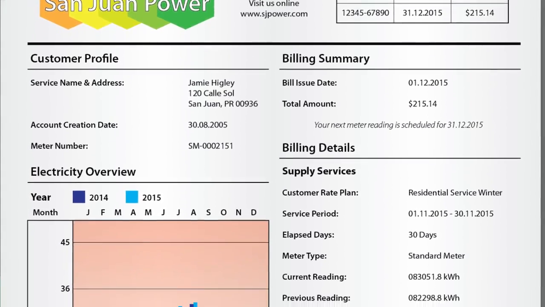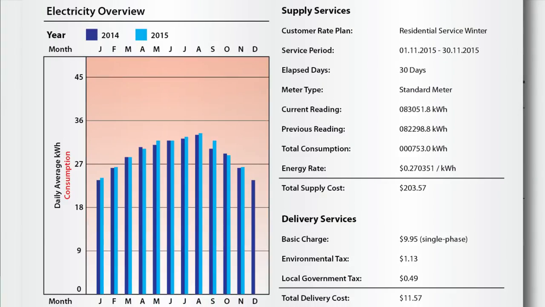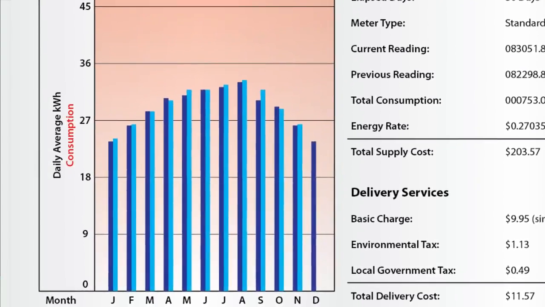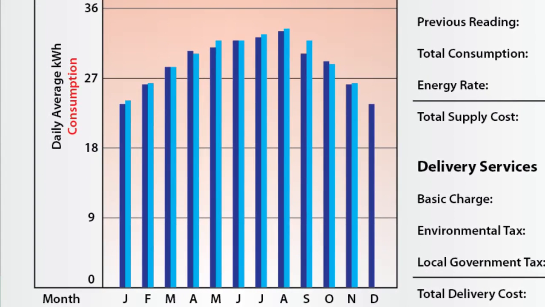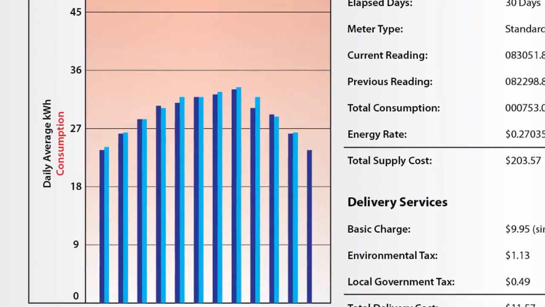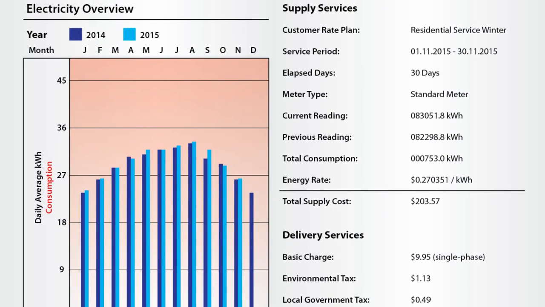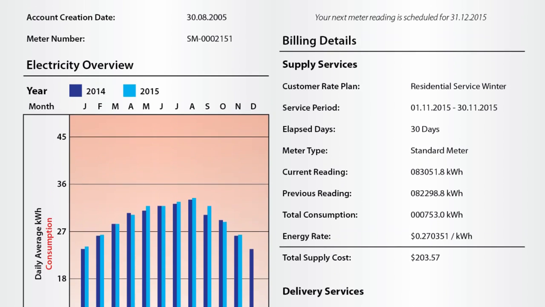The information shown in the electricity overview section is particularly important to potential solar customers and integrators alike. Here, each bar measures the customer's daily average kilowatt-hour consumption by month. Over the course of the entire year, this data lays the groundwork to determine the required capacity of the solar energy system. Too small of a system, and production will not offset consumption. Too large, and the customer risks a decreased return on investment.